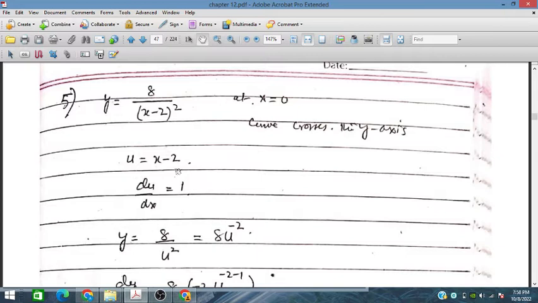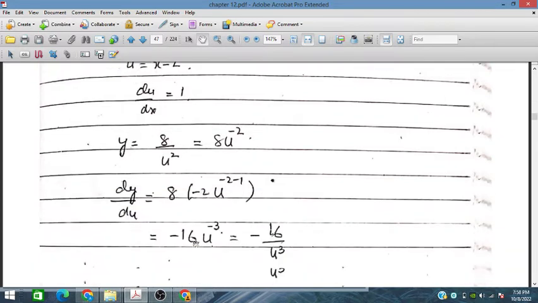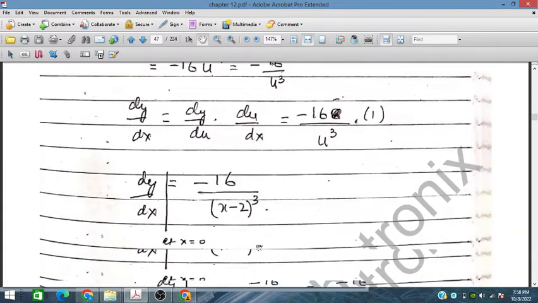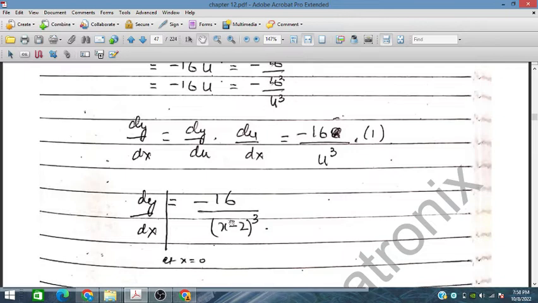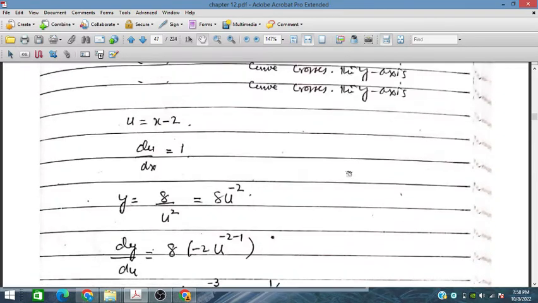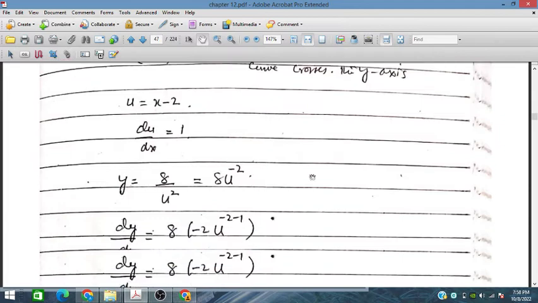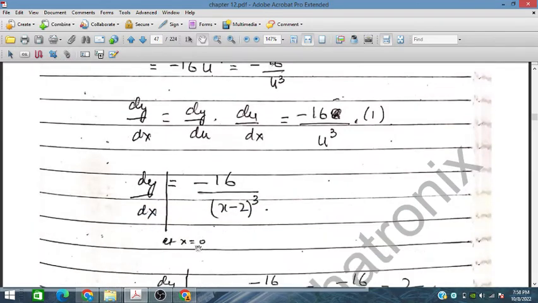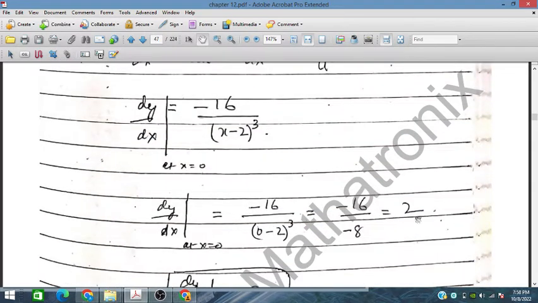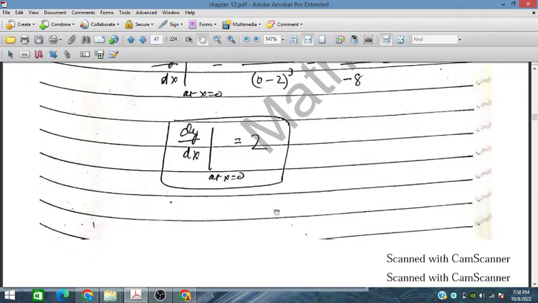So x is equal to 0, so we have to find the gradient first, and by the chain rule we have obtained this. Since this is crossing the y-axis, x is 0, so at this gradient we will apply this and get the value. So this was our required value.